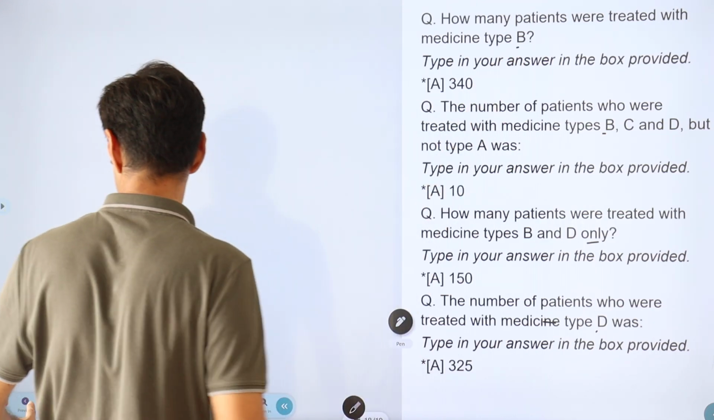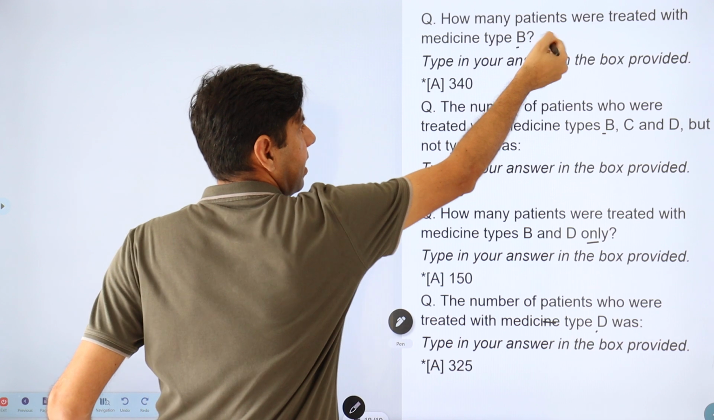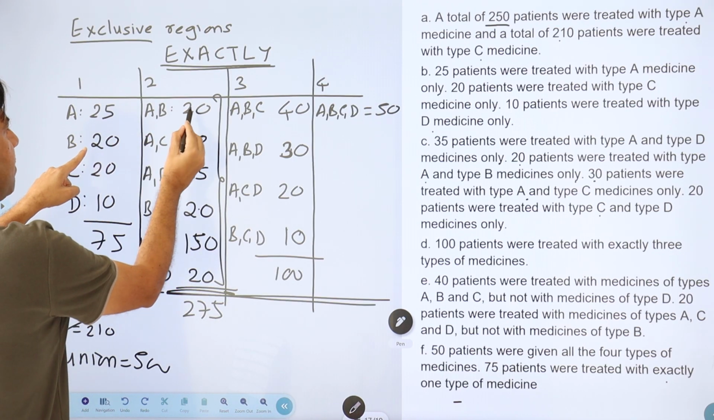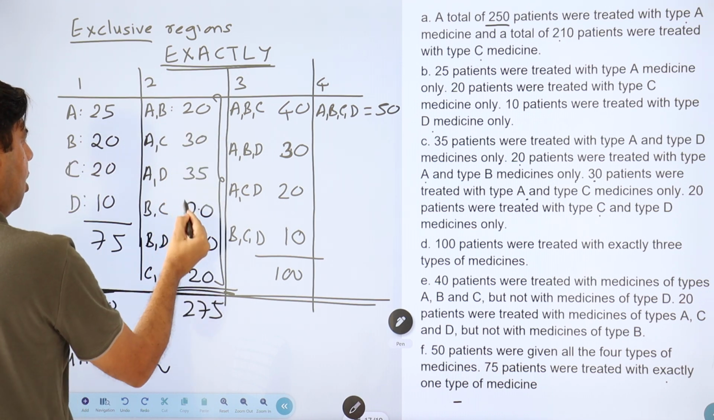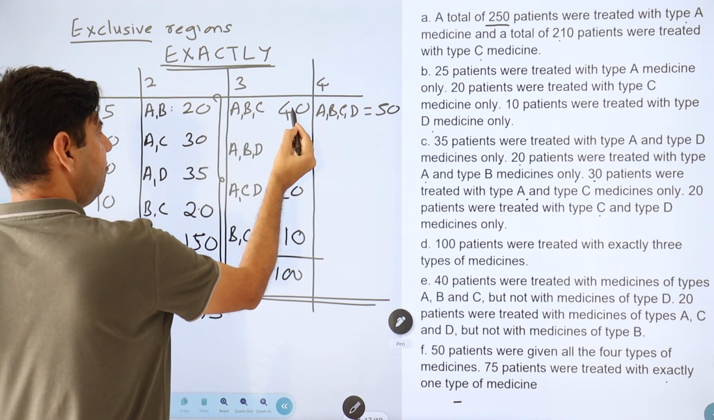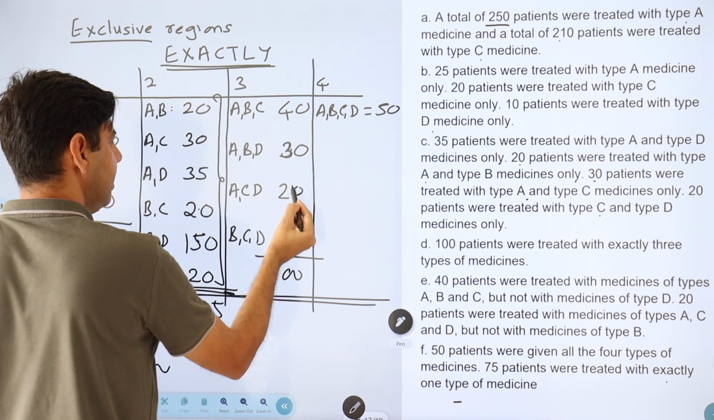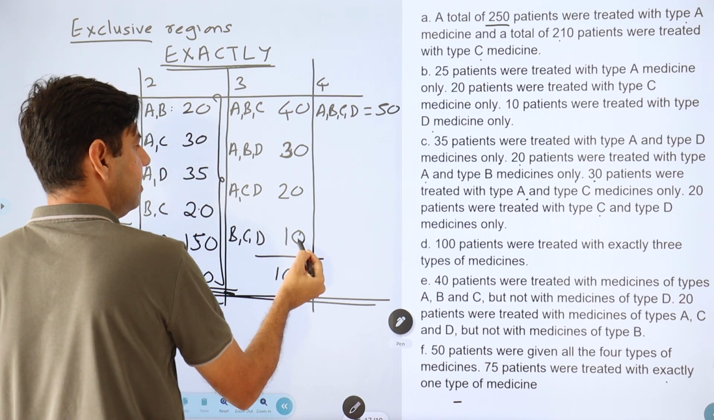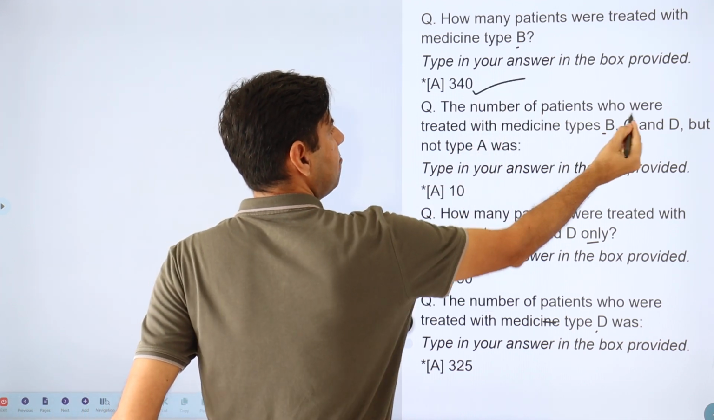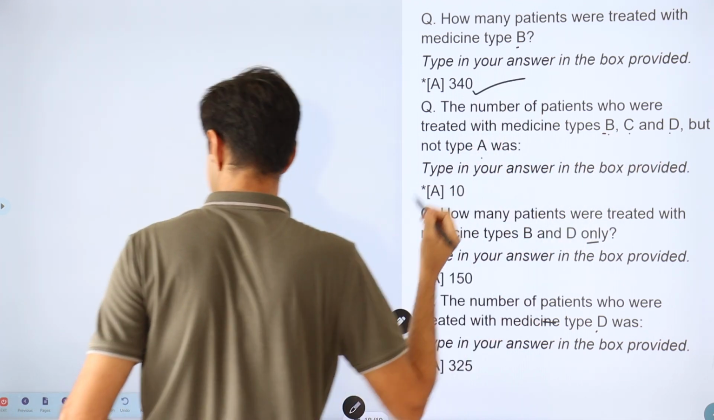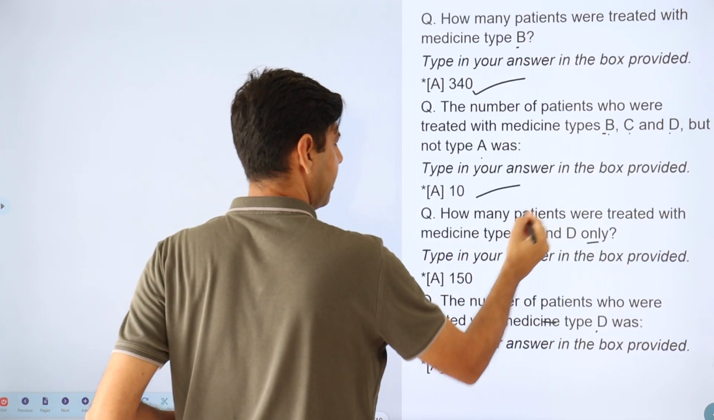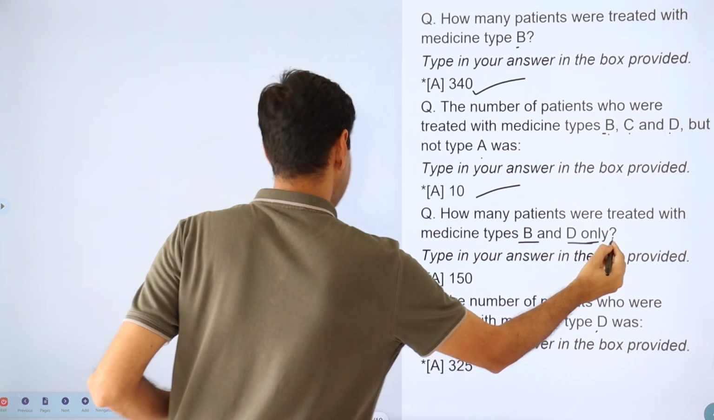How many patients were treated with type B? There's nothing written here. It could be B overlapping B. So I go back and I add B. 20, 40, 60, 210, 250, 280, 290, 290, and B is there here. That's 340. The number of people who were treated with B, C, D but not A. Third, B, C, D but not A. 10. Direct.